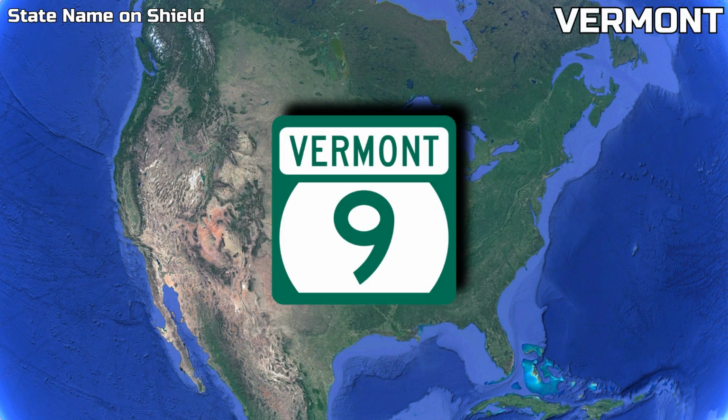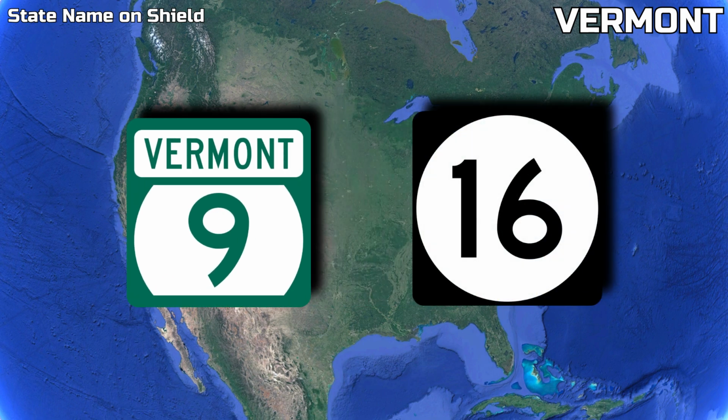Vermont's shield has a green design with the state name at the top. Some state highways in Vermont are town-maintained local state highways, and these use a plain white circle shield.